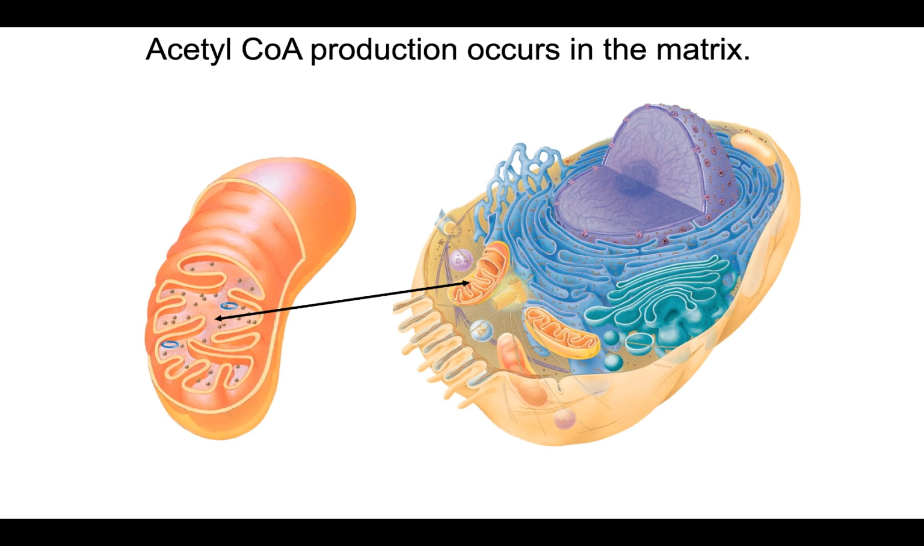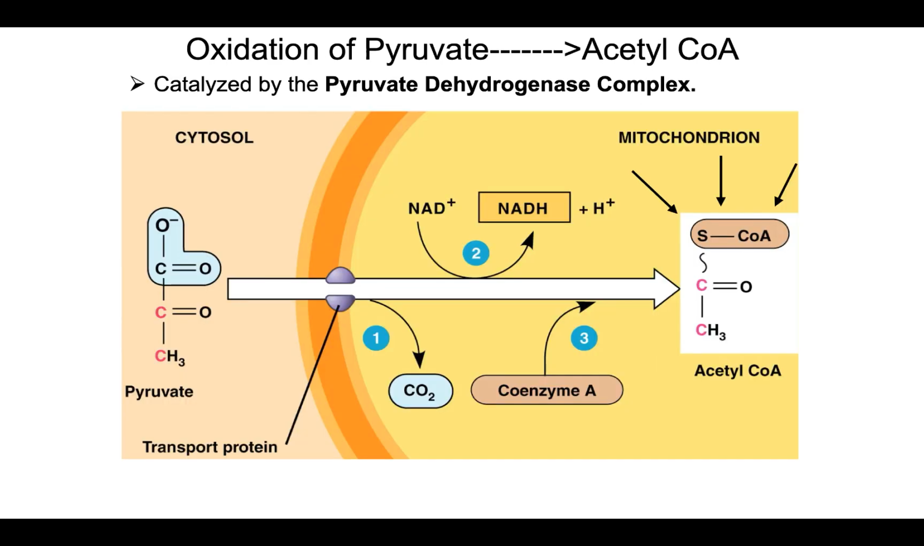And this step occurs within the mitochondrial matrix. So the pyruvate that was made here in the cytosol is shipped into the matrix, and there is an enzyme complex called the pyruvate dehydrogenase complex. This is definitely another enzyme that you must put onto your enzyme list.